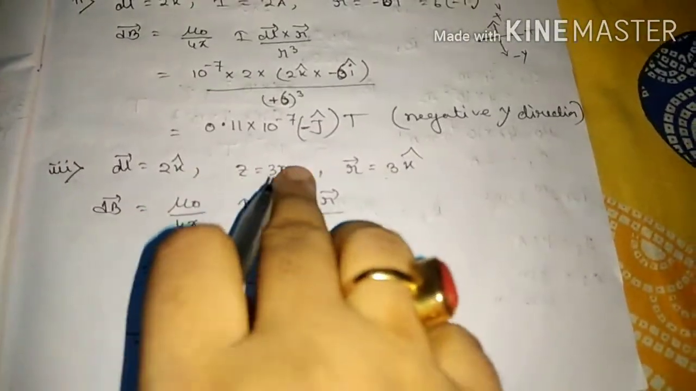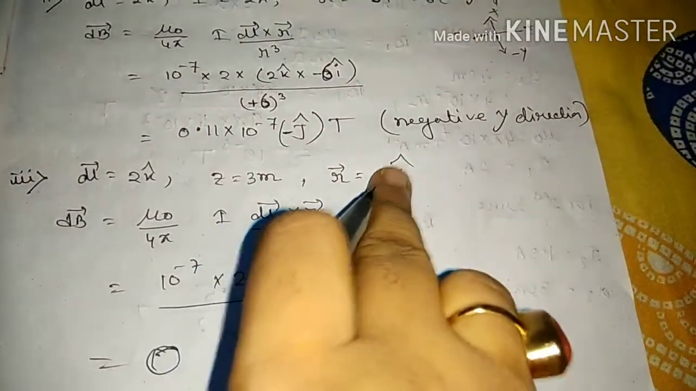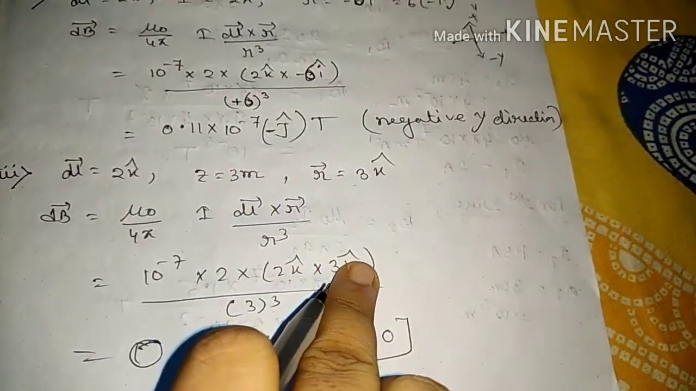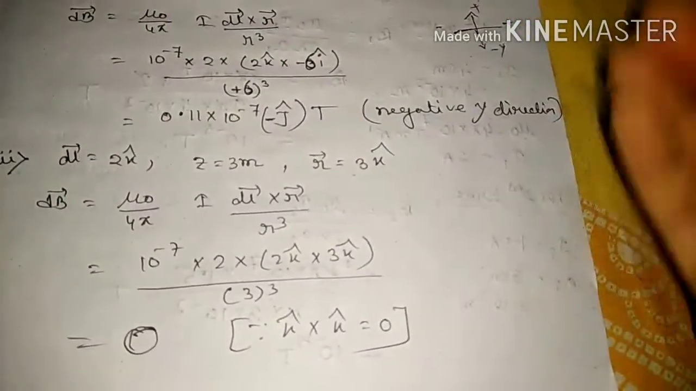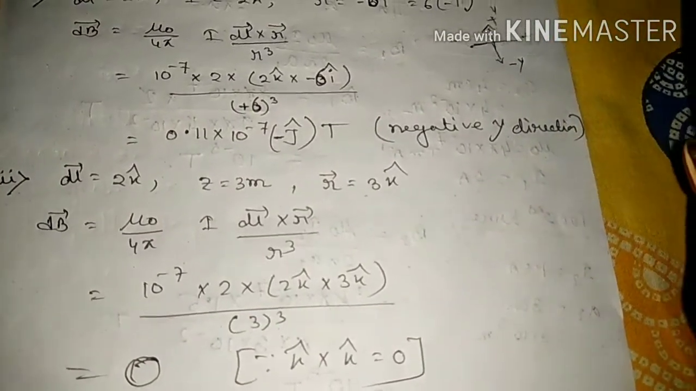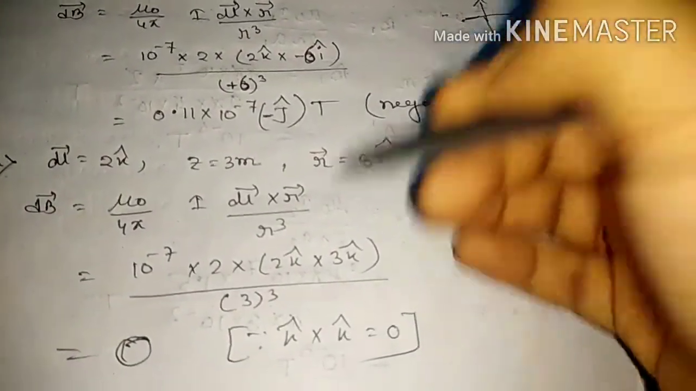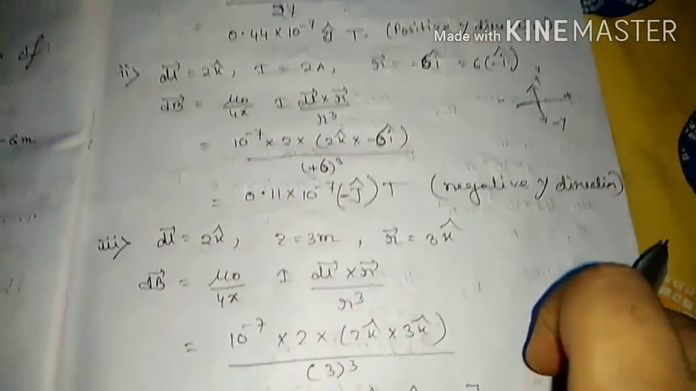This is a positive y, this is a negative y. And the third one, dl equals 2k hat, z equals 3 meter, r equals 3k hat. So k cross k will be 0. That means the same axis. On the z axis, how can we find a magnetic field? It is not possible. So k cross k will be 0, so we get 0 for the third one. I hope you understand. Also try it at home with the vector form.